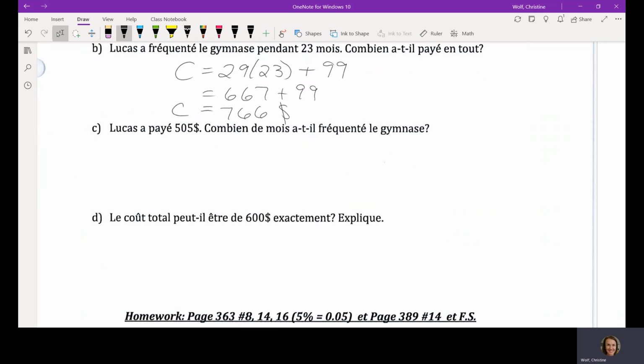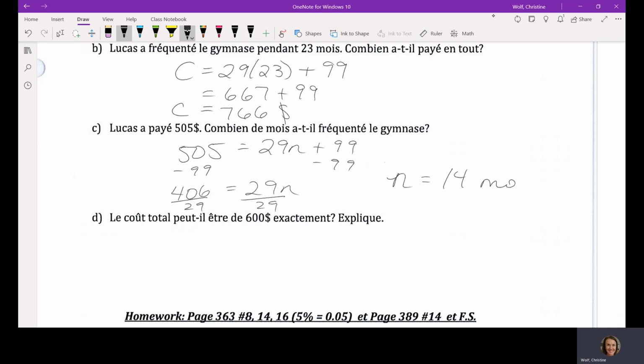Okay, Lucas a payé $505. He did the math, and in the end, he ended up paying $505. How many months was he there for then? Okay, so je prends le coût. Le coût, maintenant, je sais, c'est 505. Je recopie l'autre partie de l'équation et maintenant, j'isole pour N pour déterminer le nombre de mois. So, je soustrais 99 à chaque côté. Je reçois 406 et je divise 406 de chaque côté par 29 et je reçois que le nombre de mois, c'est 14 mois.